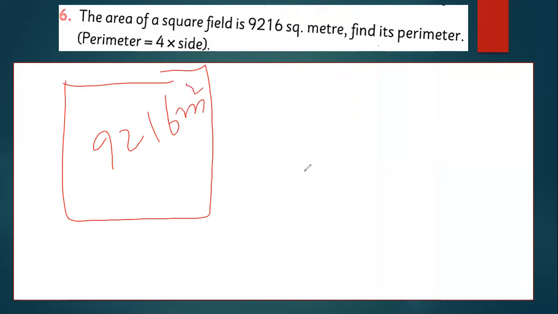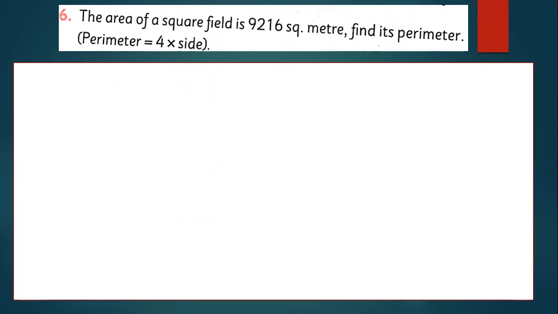What is this number, 9,216? This is the area of a square field. A field is there, and it is square, and the total area is 9,216. When the area is given, can you find its each side?